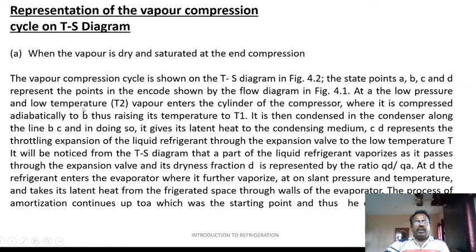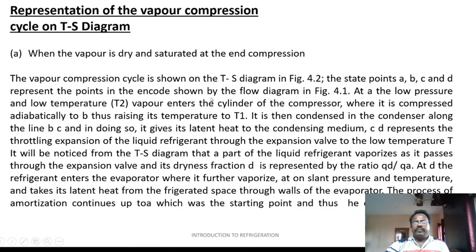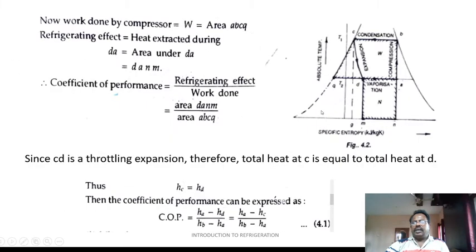At low pressure and low temperature T2, vapor enters the cylinder of the compressor. Here in the compressor, the temperature is T2 at point A, and the vapor is compressed adiabatically to B, thus raising its temperature to T1, that is from T2 to T1. T2 is the lower temperature and T1 is the higher temperature.